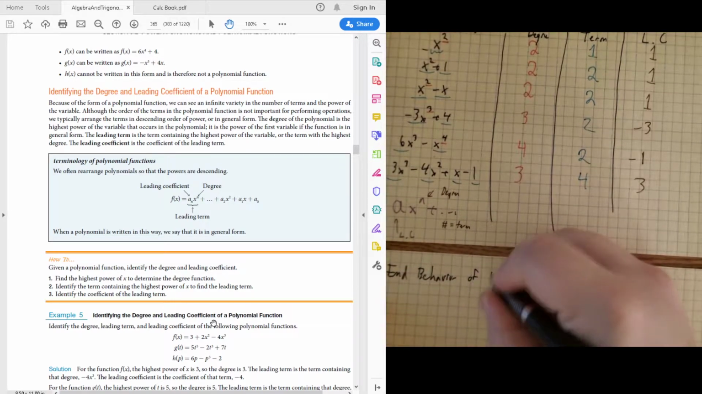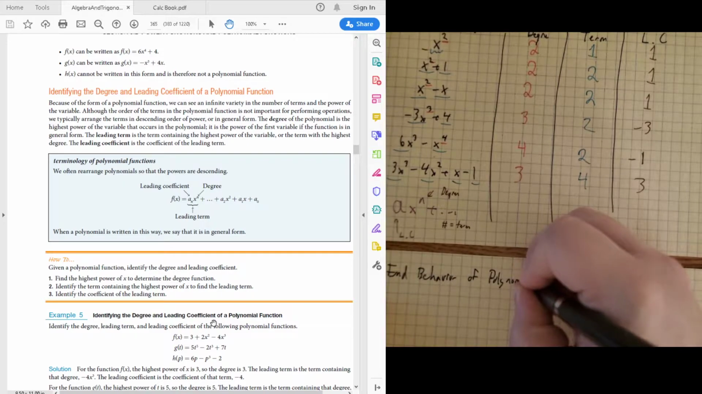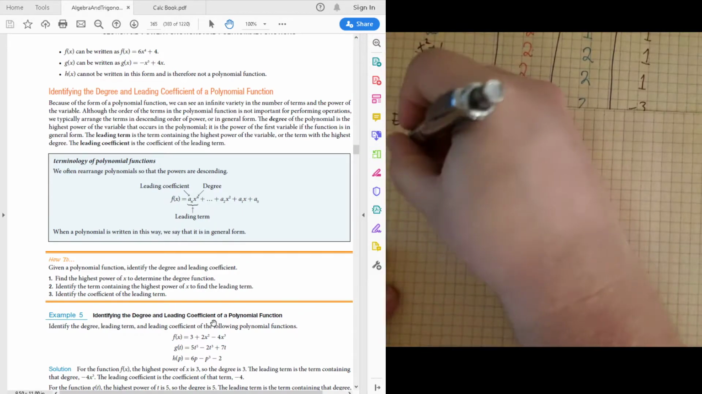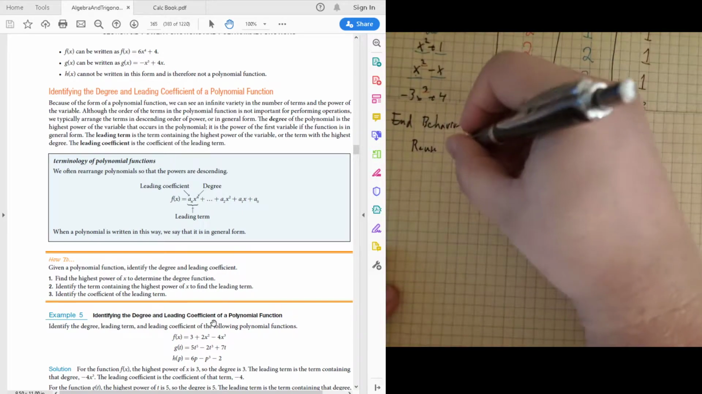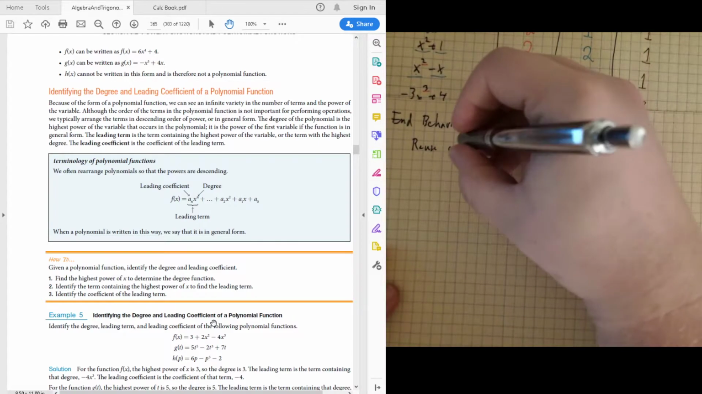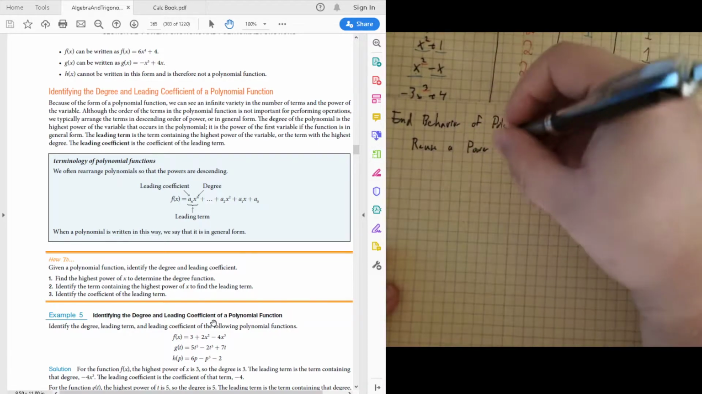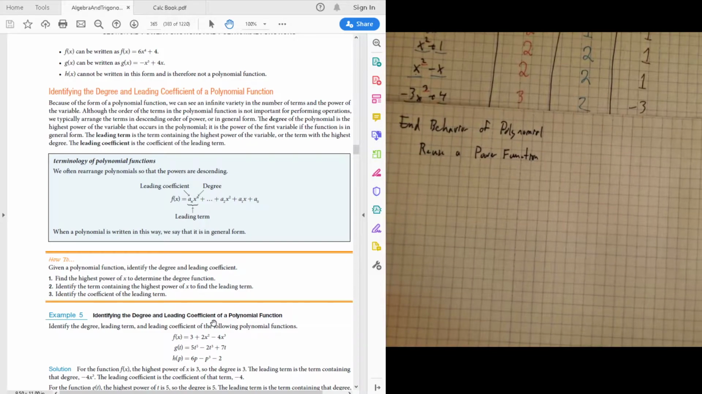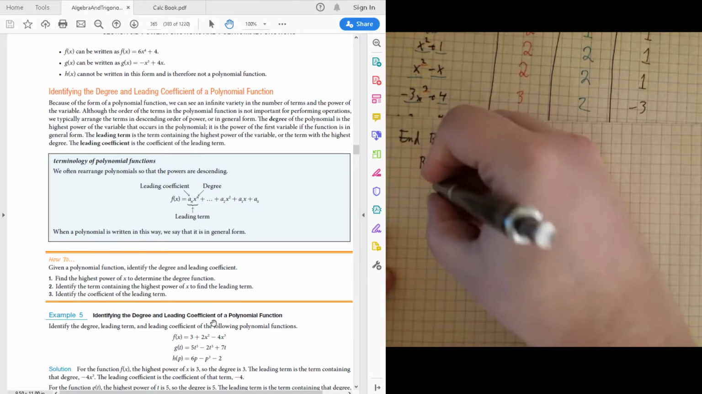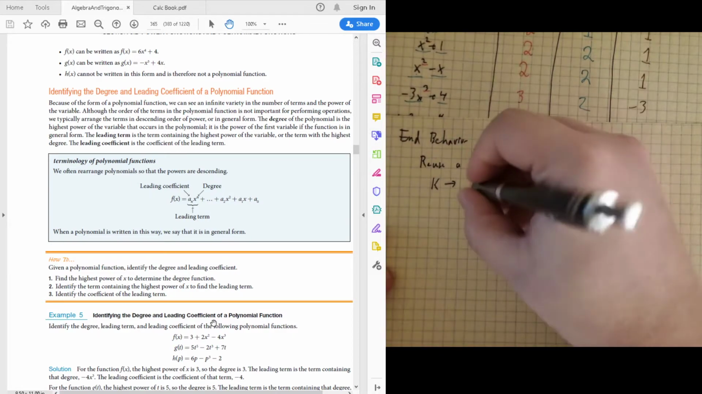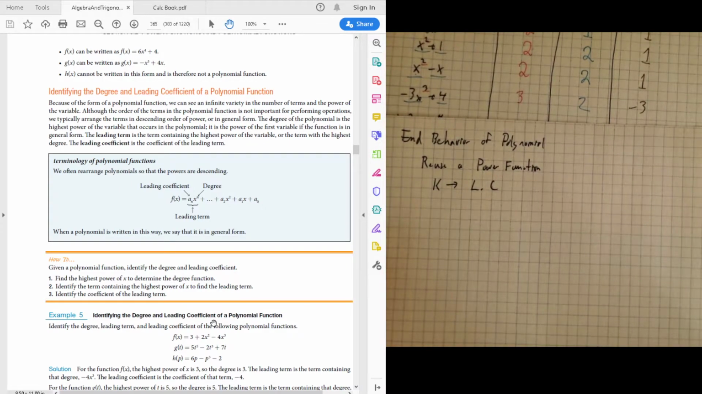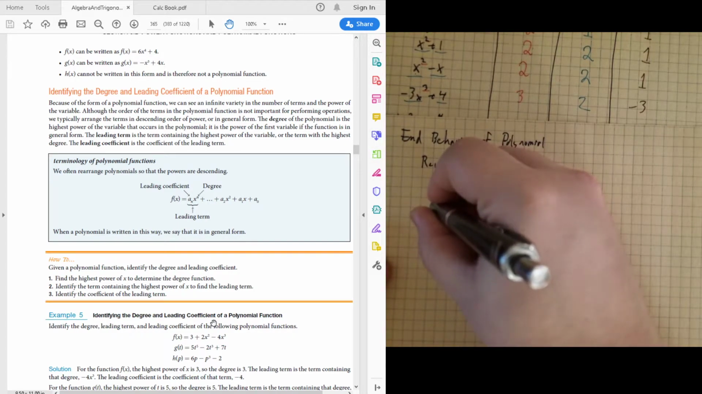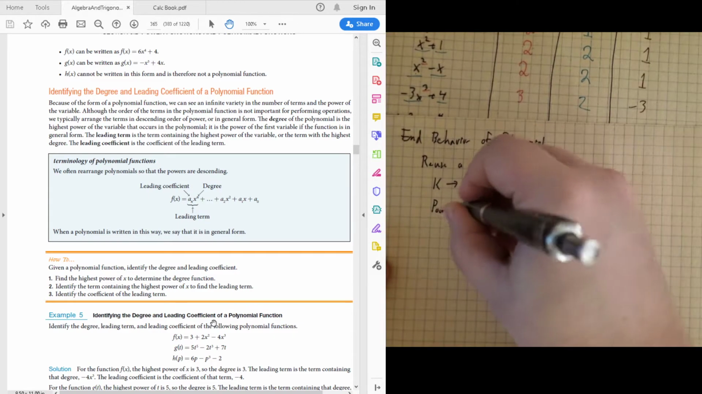Now, when it comes to a polynomial, anytime you talk about polynomial, the nice thing is you can reuse the information from a power function. But you have to be specific and pointed when you do this. What you're going to do is your k is your leading coefficient. And your power is just the degree.